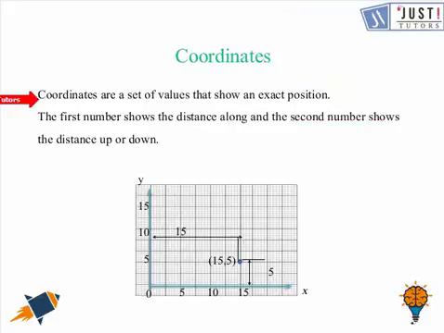So coordinates are a set of values that show an exact position, and as we just learned, the first number, the x coordinate, shows the distance along and the second number, the y coordinate, shows the distance up or down.